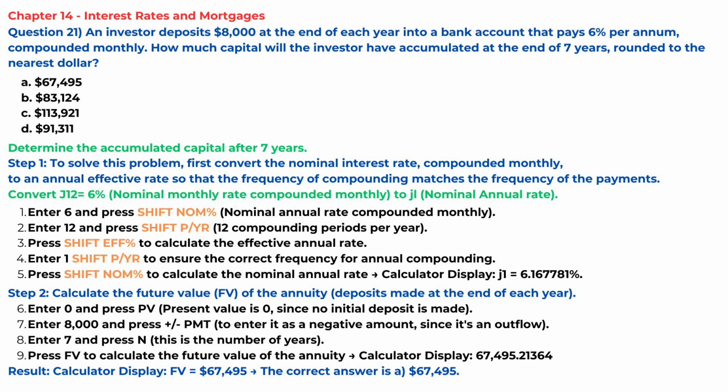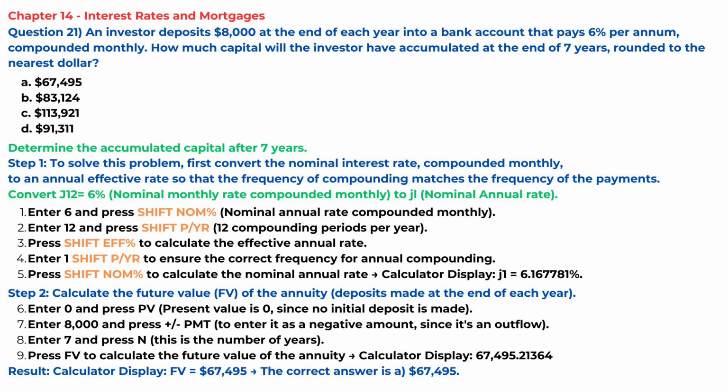Step 1. Let's convert J12 equals 6%, nominal monthly rate compounded monthly, to J1, nominal annual rate. 6 shift nominal annual rate compounded monthly. 12 shift PYR, 12 compounding periods per year. Shift effective, to calculate the effective annual rate. 1 shift PYR, to ensure the correct frequency for annual compounding. Shift NOM. Calculator displays 6.167781.